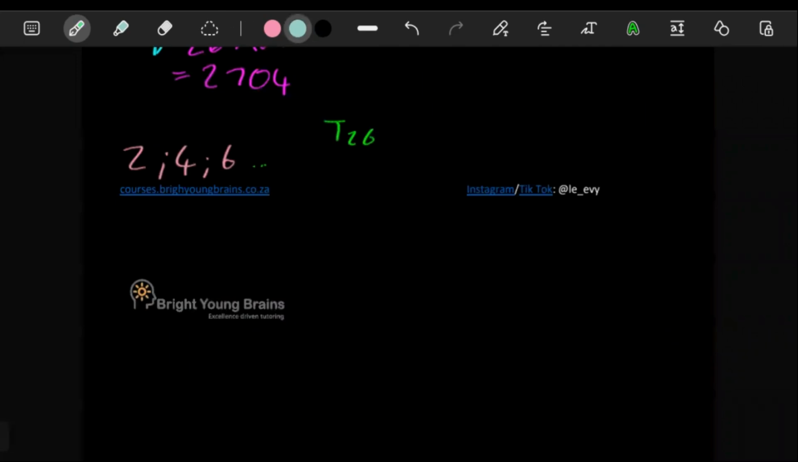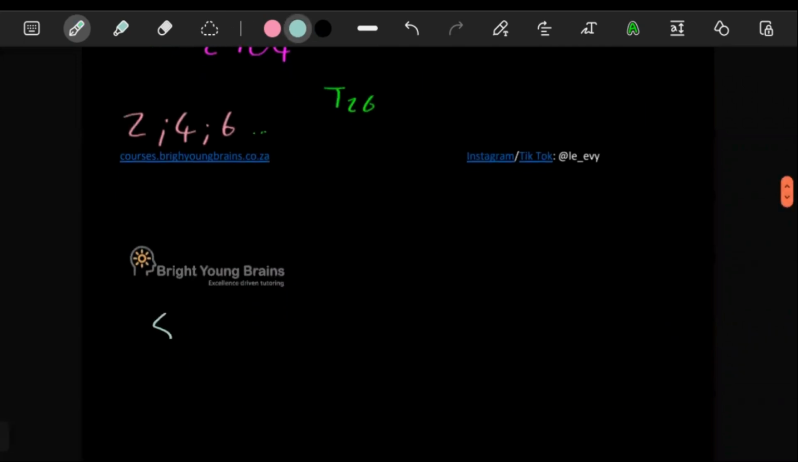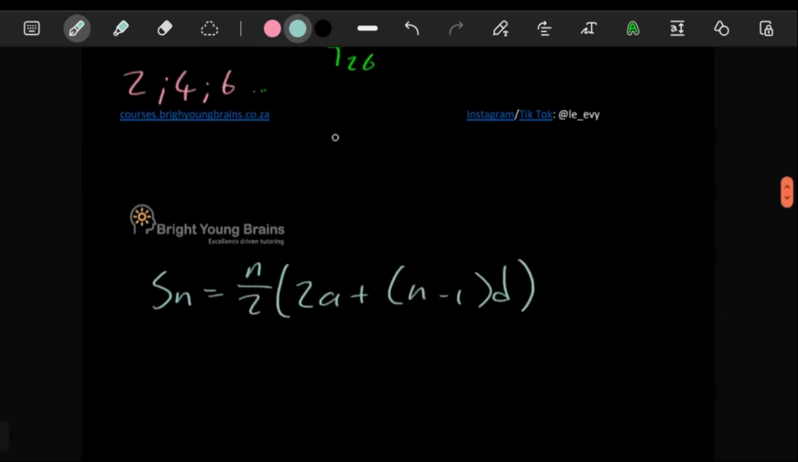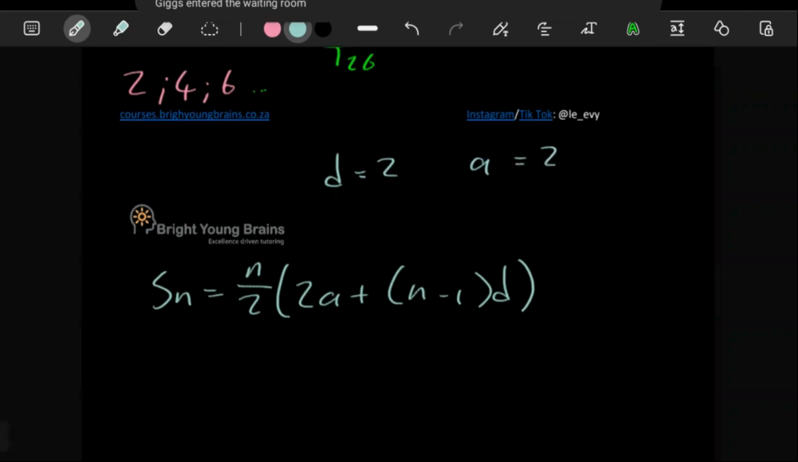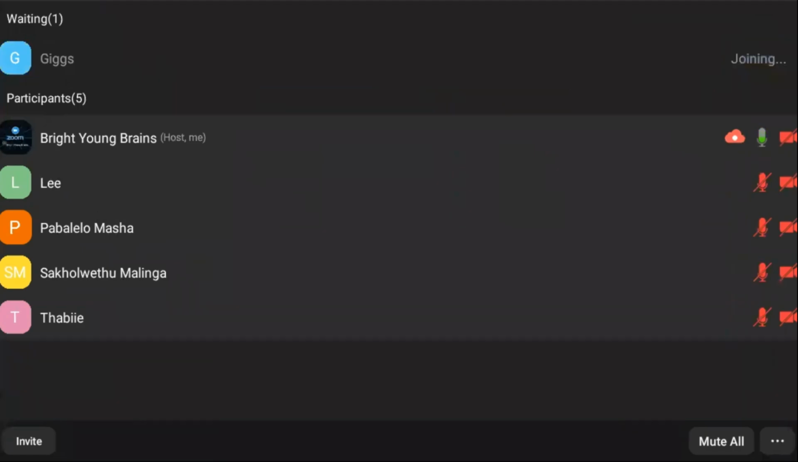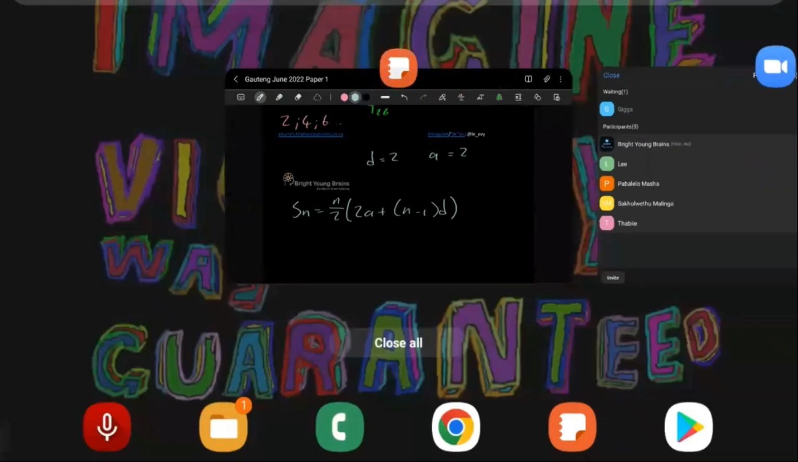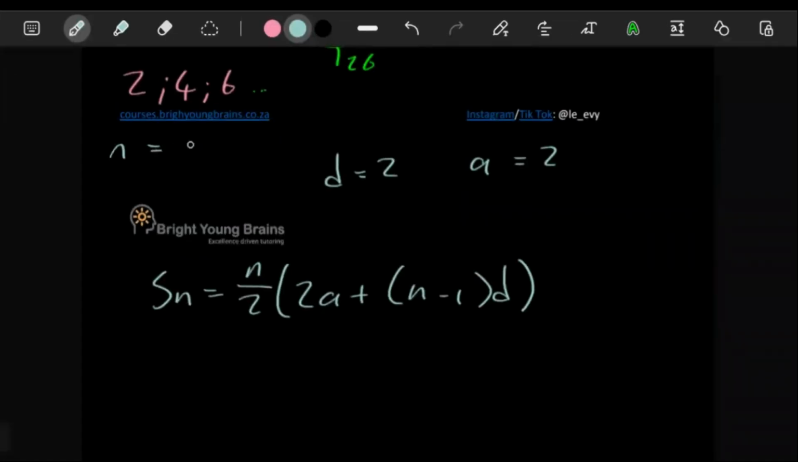So to do that, we can just use our SN formula. Remember our SN formula looks like this: n over 2, 2a plus n minus 1 times d. Our common difference here, we can clearly see, is just a 2. The value of a is just a 2. And what else do we need? Our value of n is going to be 26, because we found out that we're dealing with 26 triangles.